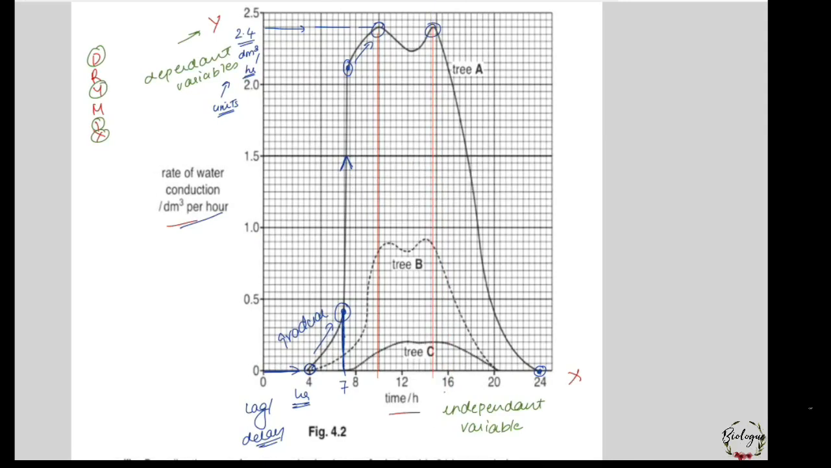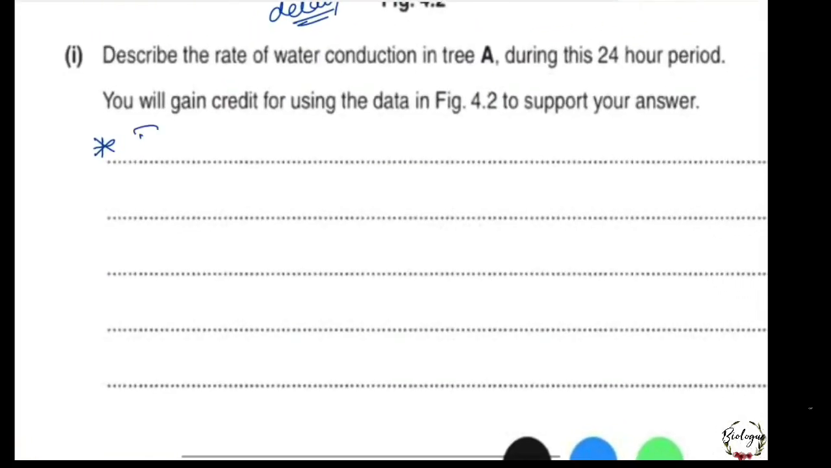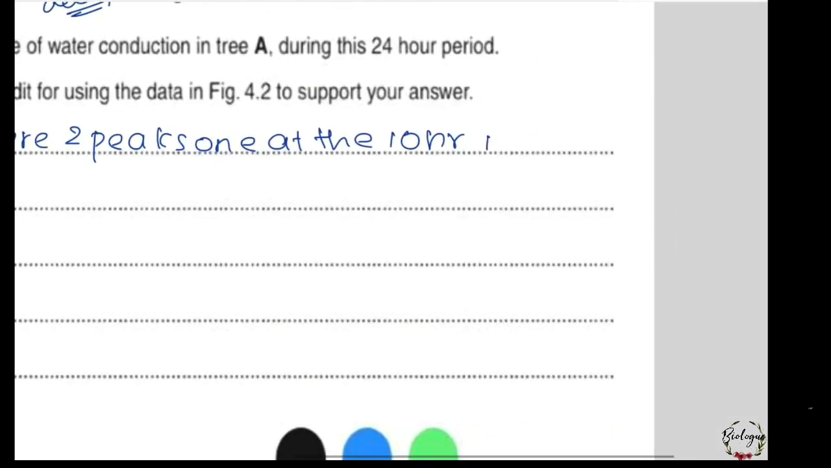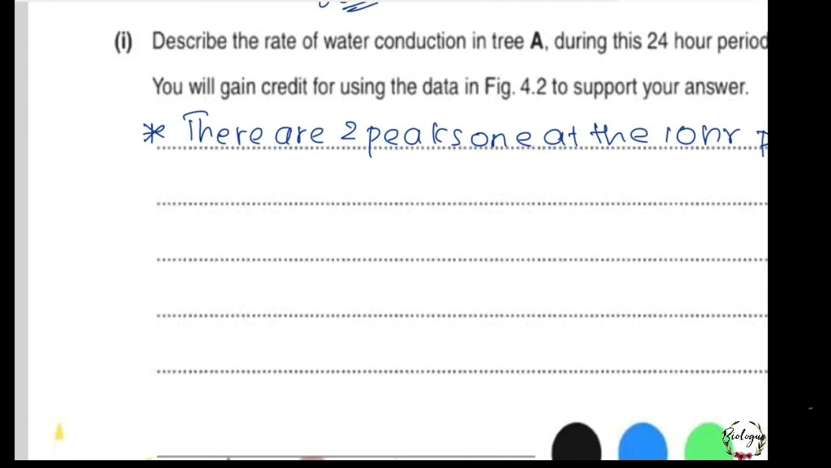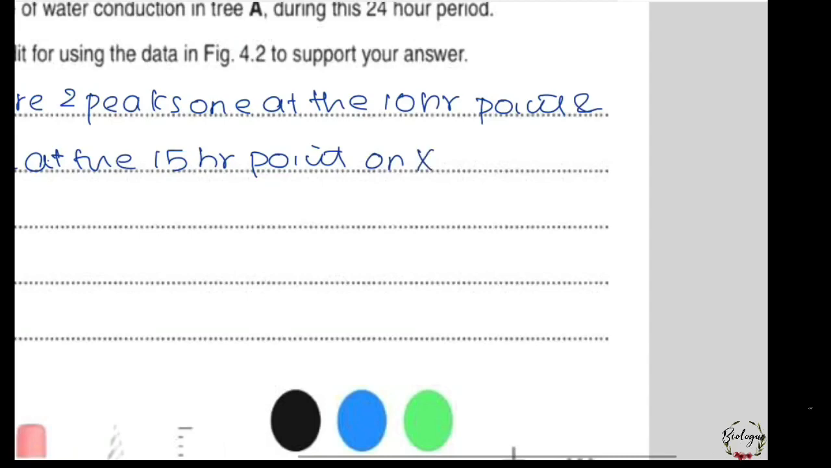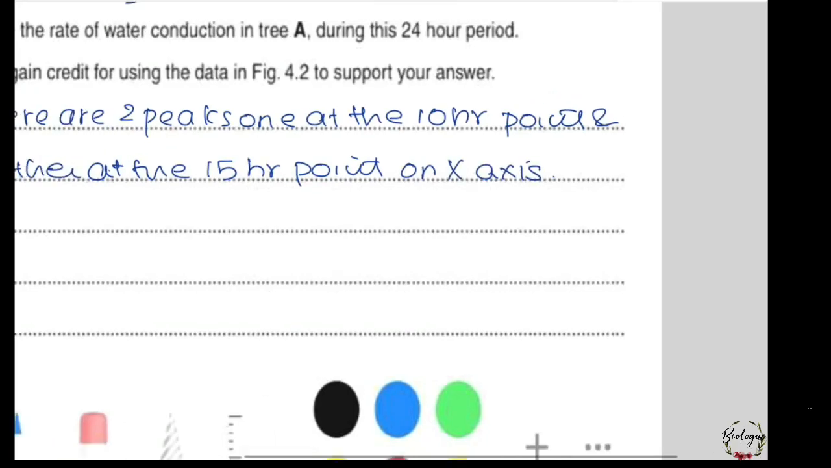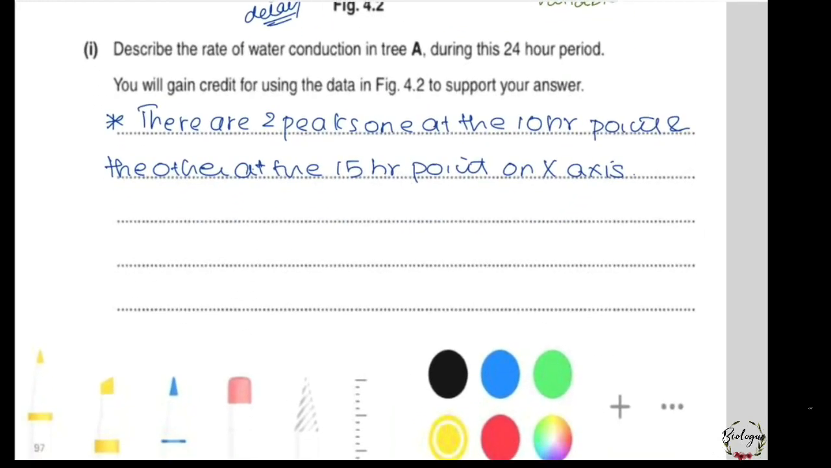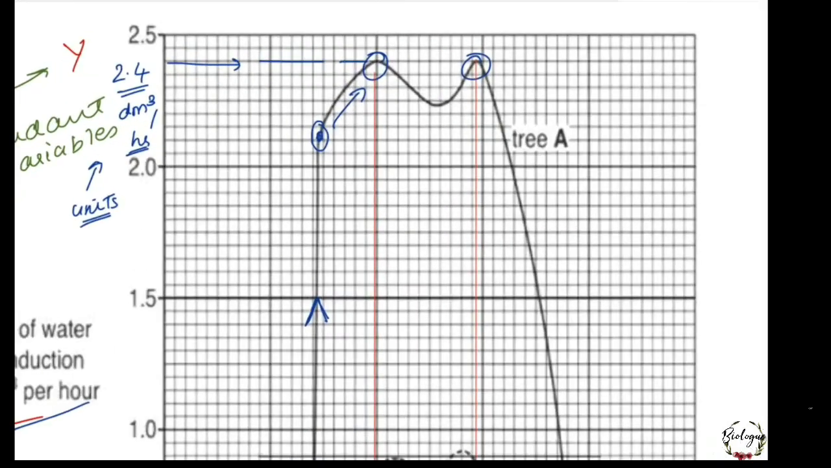Right, so you should first write that there are two peaks, one at the 10-hour period or 10-hour point, and the other at the 15-hour point on the x-axis. Alright, so you should probably label it that it's on the x-axis of 15-hour point, which will move up to a certain level of 2.4 dm cube.